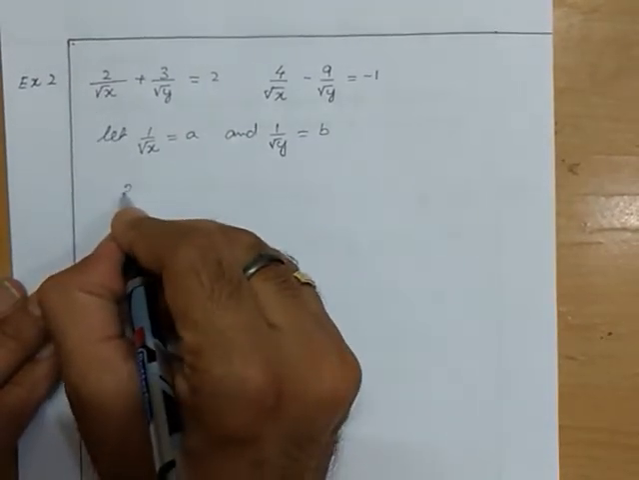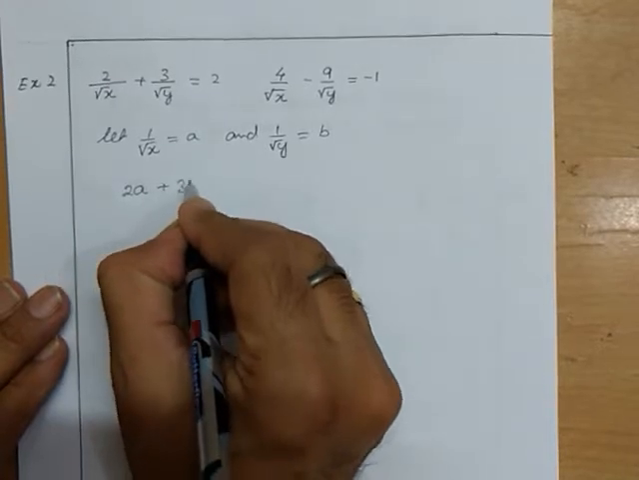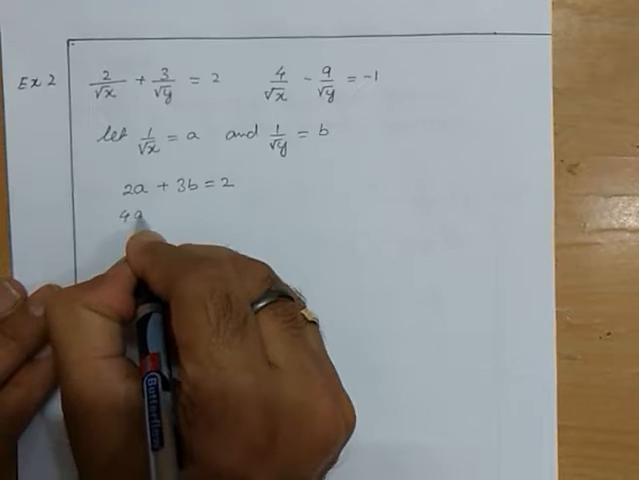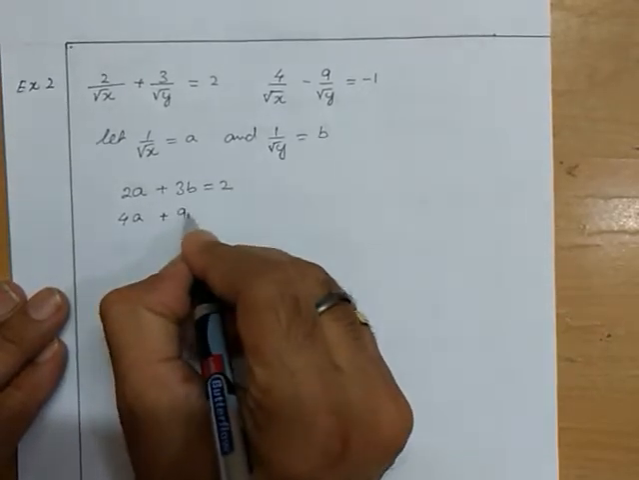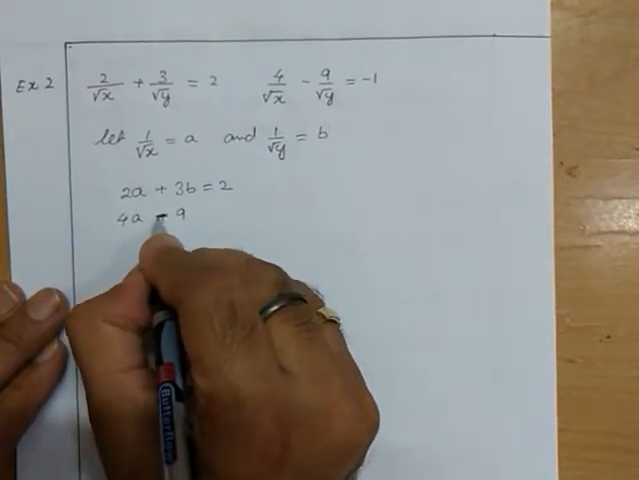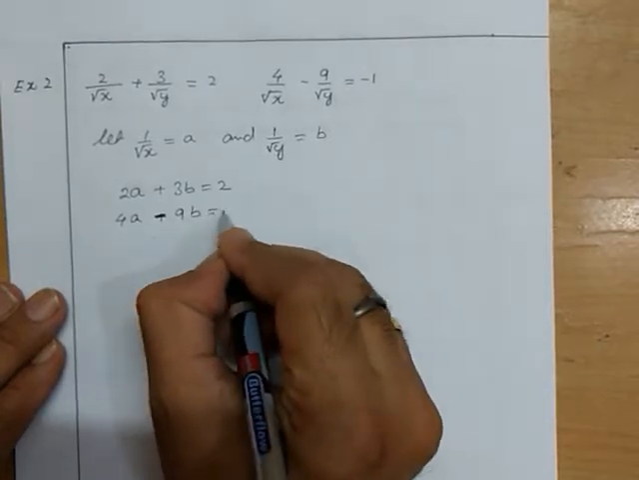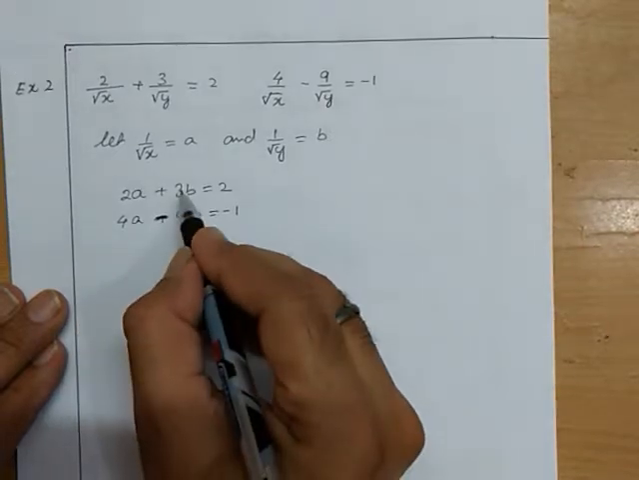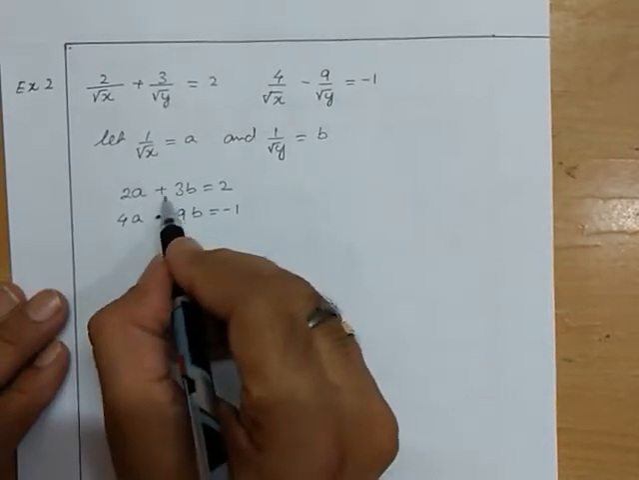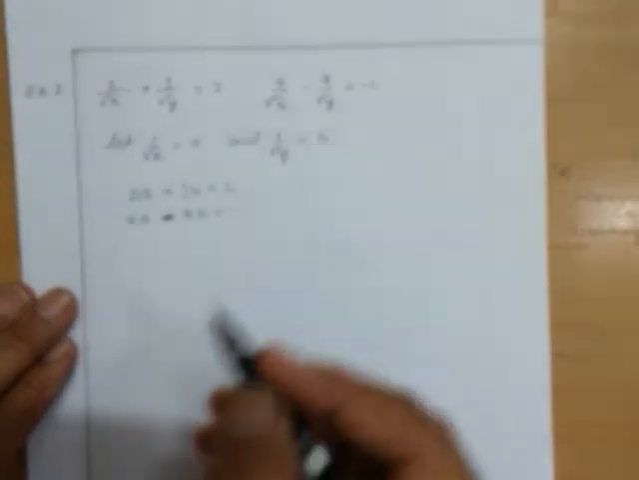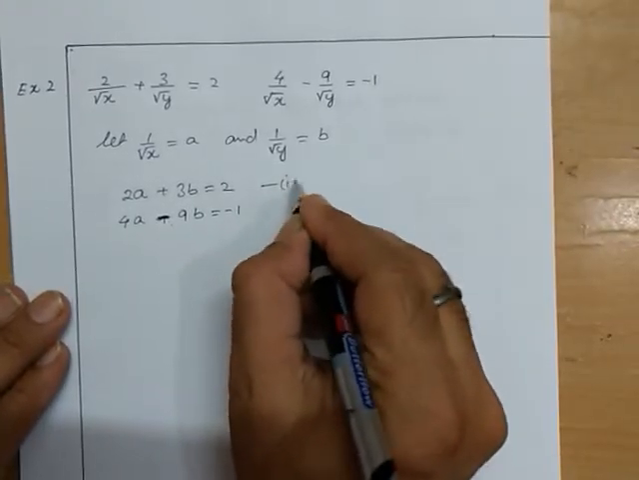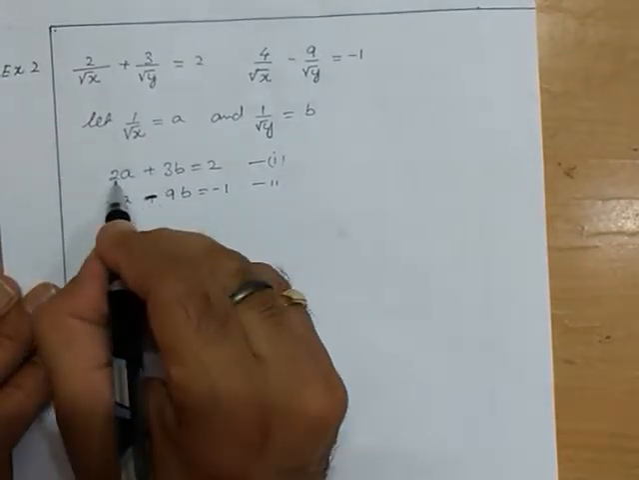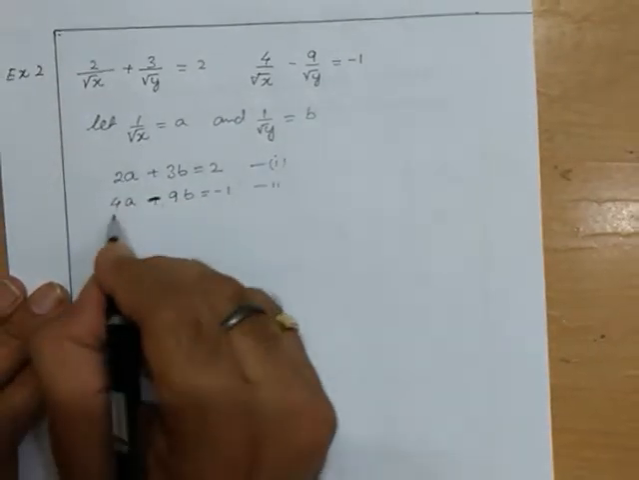So the equations which will be formed are 2a plus 3b is equal to 2, and 4a minus 9b is equal to minus 1. Here we see again that the sign with b is plus in one and minus in the other. So we will try to eliminate b. How will we eliminate it? By multiplying the first equation by 3 and the second by 1.